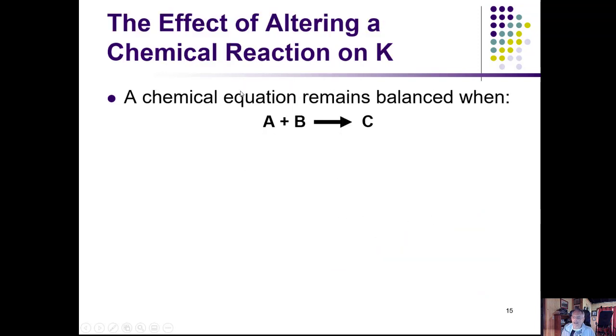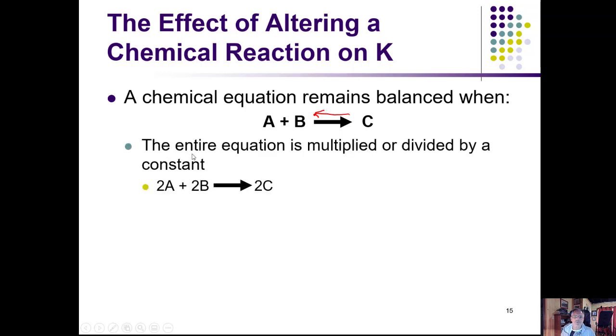Hopefully you get it. All right, let's look very quickly at the effect of altering a chemical reaction on K. So let's start with this. You've got a chemical equation, remains balanced, and this is an equilibrium reaction. What happens if we take that equilibrium mixture and multiply or divide all these coefficients by some constant? In this case, we just multiplied everything by 2. I could have also divided by 2.